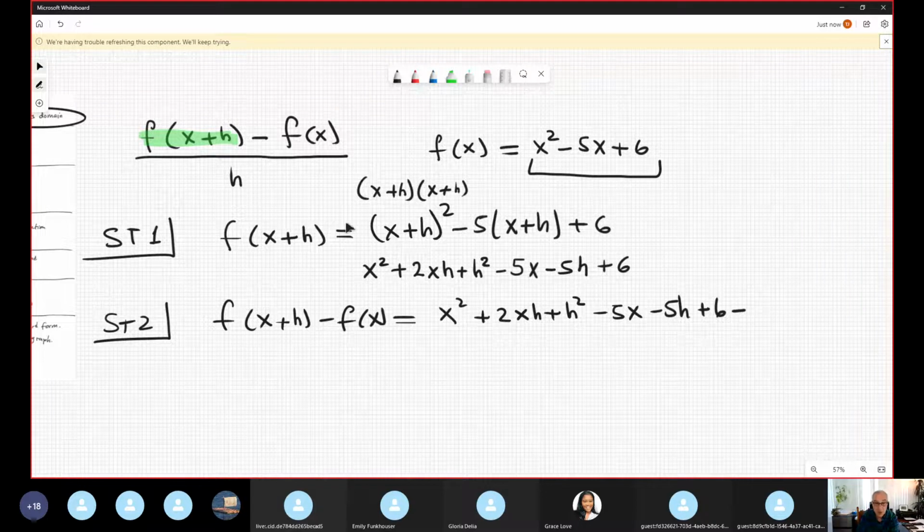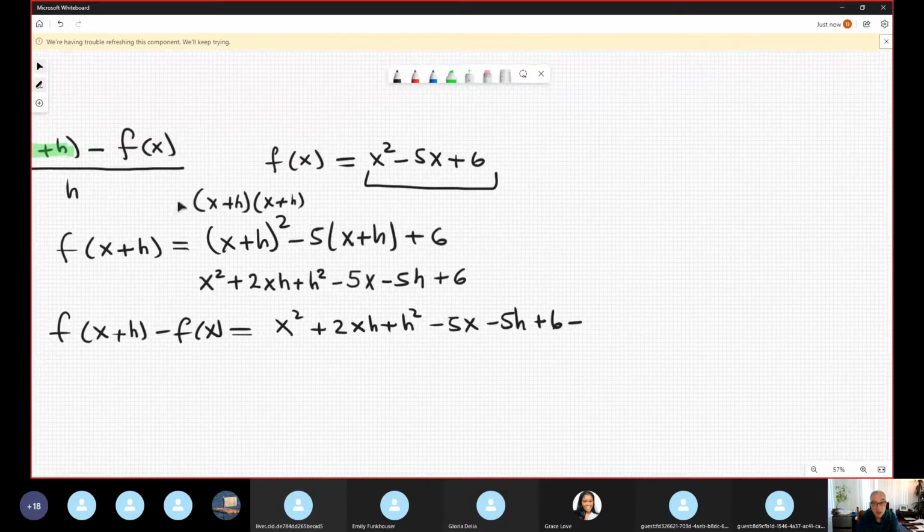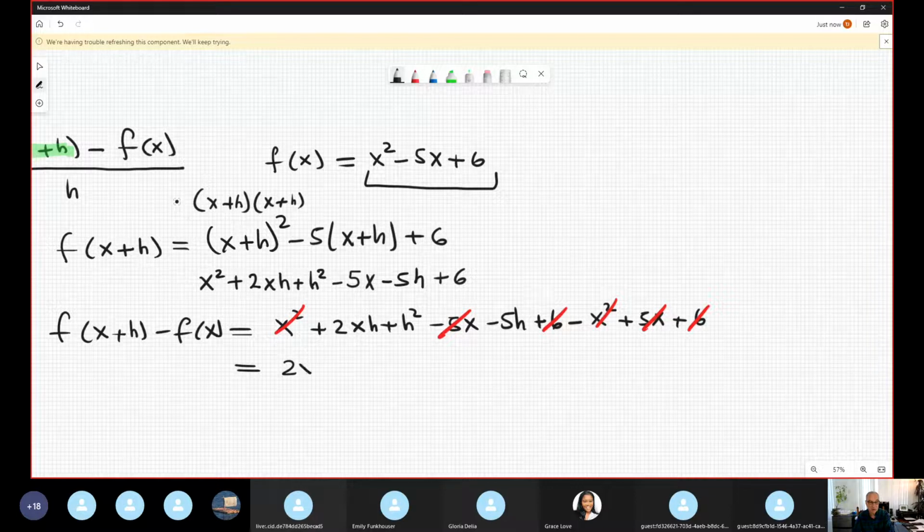If you want, you copy the original again, but enclose it in parentheses. But another smart and fast way is that this minus affects everything, so you change the sign of the entire original function. Ready. This is the important part. Cancel out that part, cancel out that part, and cancel out that part. And what stays alive: 2xh plus h squared minus 5h. Yes or no?